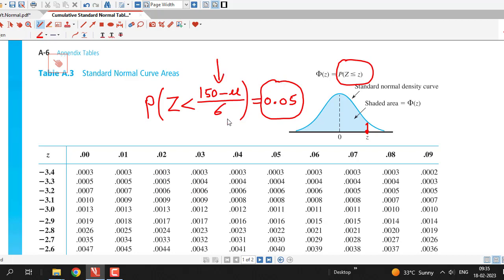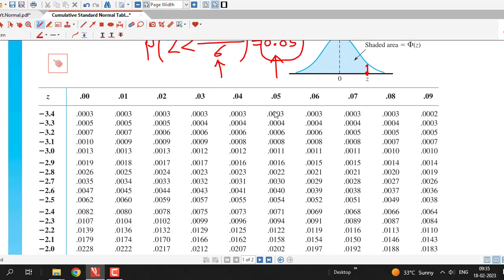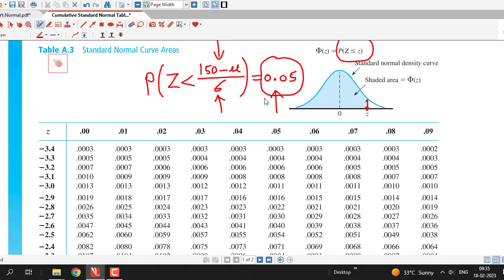So we have to decide the value of Z corresponding to this area 0.05, and in this table all these values are areas to the left of this point Z, or probabilities that capital Z is less than or equal to Z.